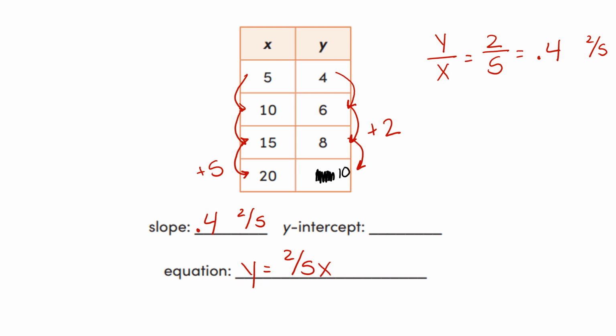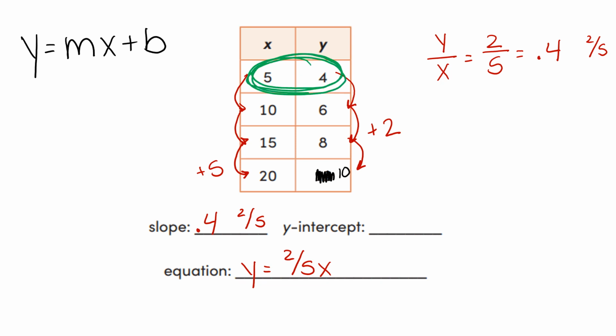Y equals 2/5 x. Because we don't have a zero value in our table, we need to set up our equation y equals mx plus b. And we are using our x and y values to solve. So our y value was 4. Our slope value was the 2/5 fraction that we made. And then our x value was 5. The plus b value is the unknown that we are solving for.